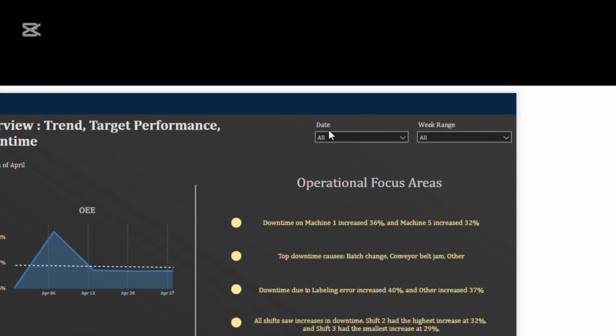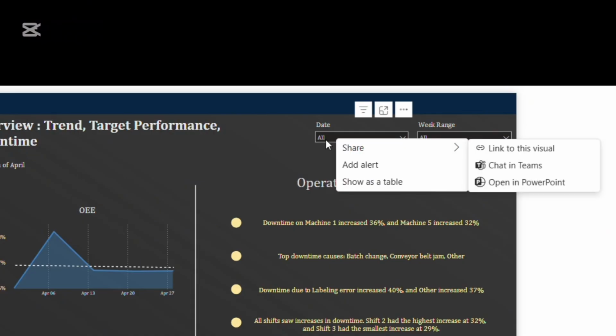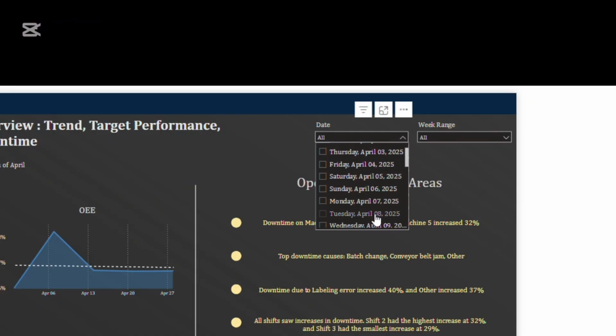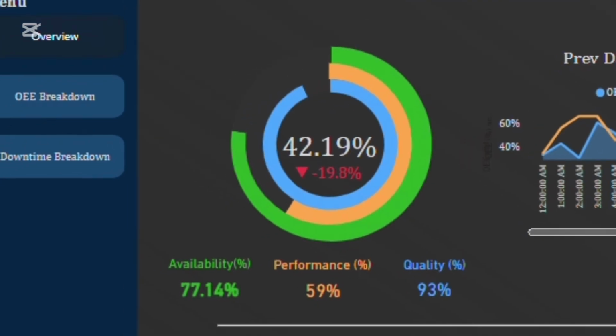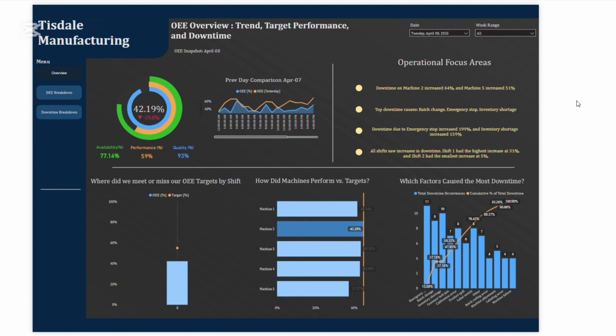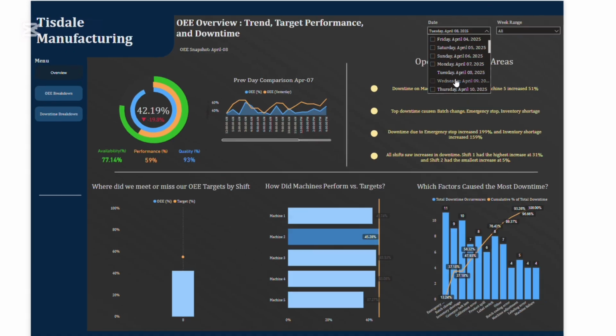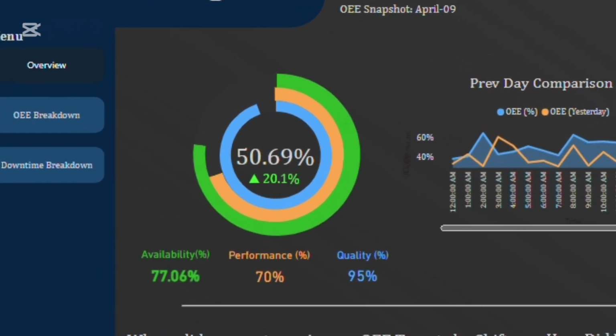If we look at our daily fluctuations, we know that April 8th was our worst day, where our OEE dropped by nearly 20% in comparison to April 7th. A huge loss likely tied to extended downtime. The good news, we bounced back on April 9th, the next day, and saw a 20% increase in OEE, which tells us recovery is possible with the right intervention.